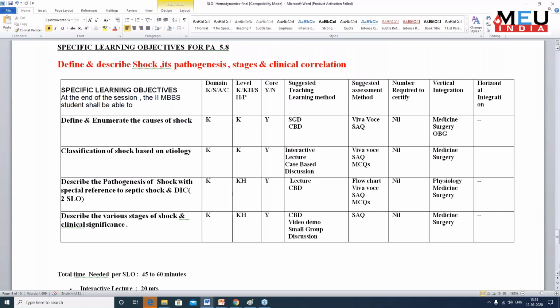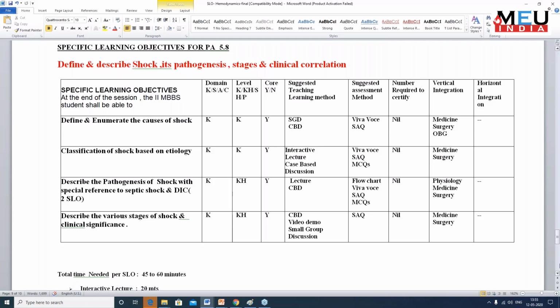Okay. Define and enumerate the causes of shock. Small group discussion, case-based discussion. If we can give a good case so that the student is interactive, and then assess the student based on short essay questions and viva voce. Here, medicine, surgery, and OBG departments can be roped in.